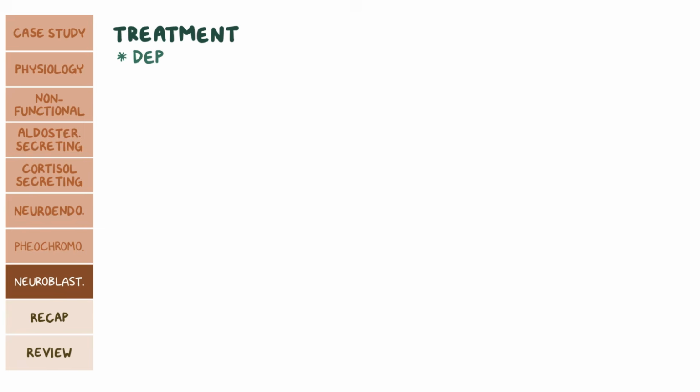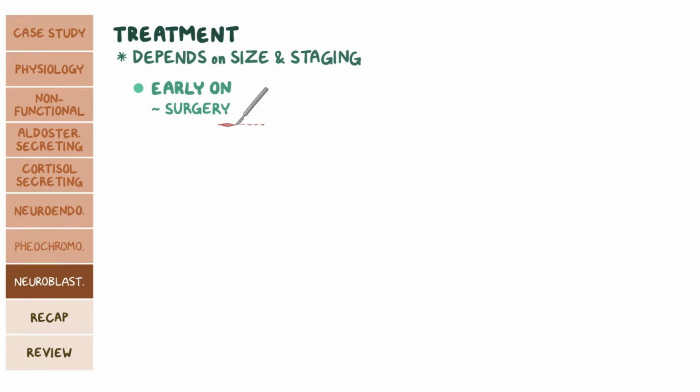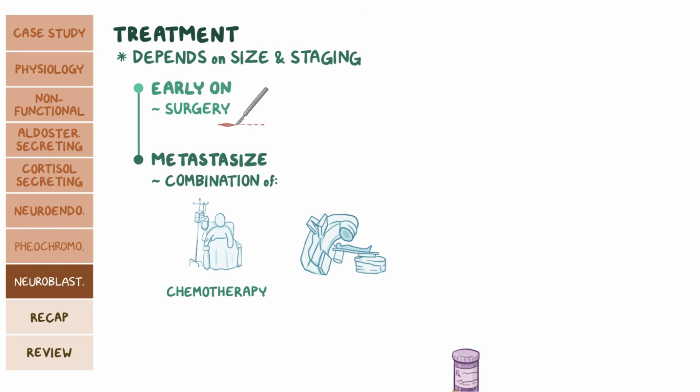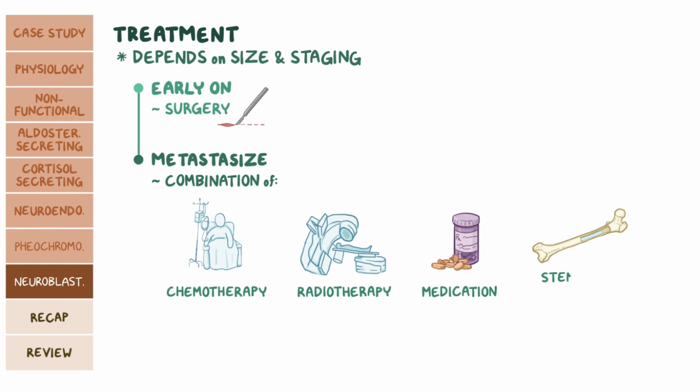Treatment largely depends on the size and staging of the neuroblastoma. Early on, surgery can be used to remove the tumor, but once it starts to metastasize, it will require a combination of chemotherapy, radiotherapy, medication, and even a stem cell or bone marrow transplantation.